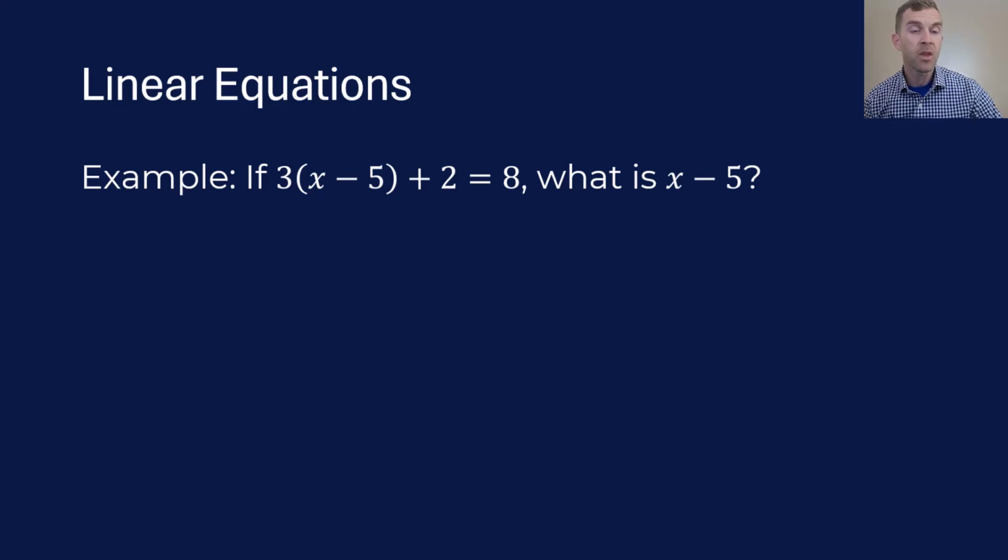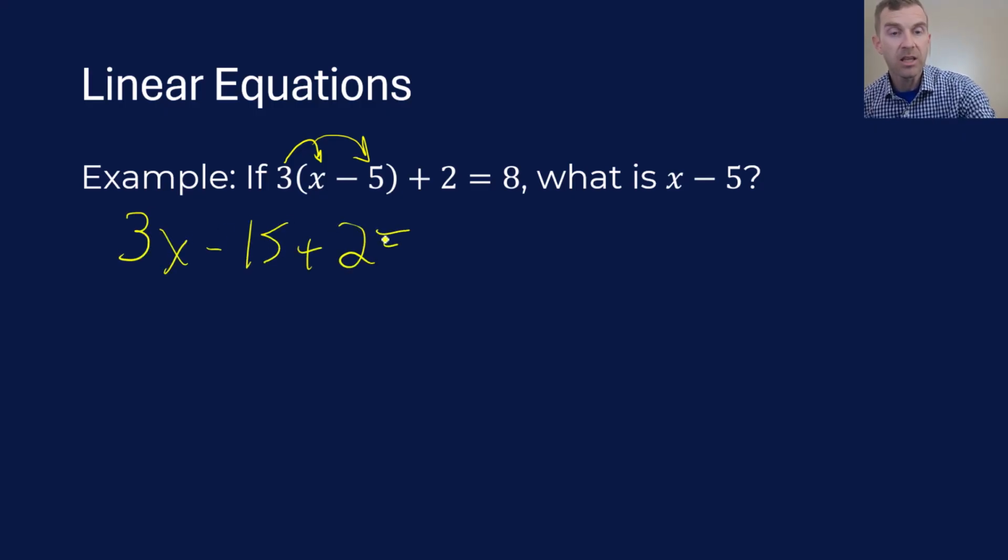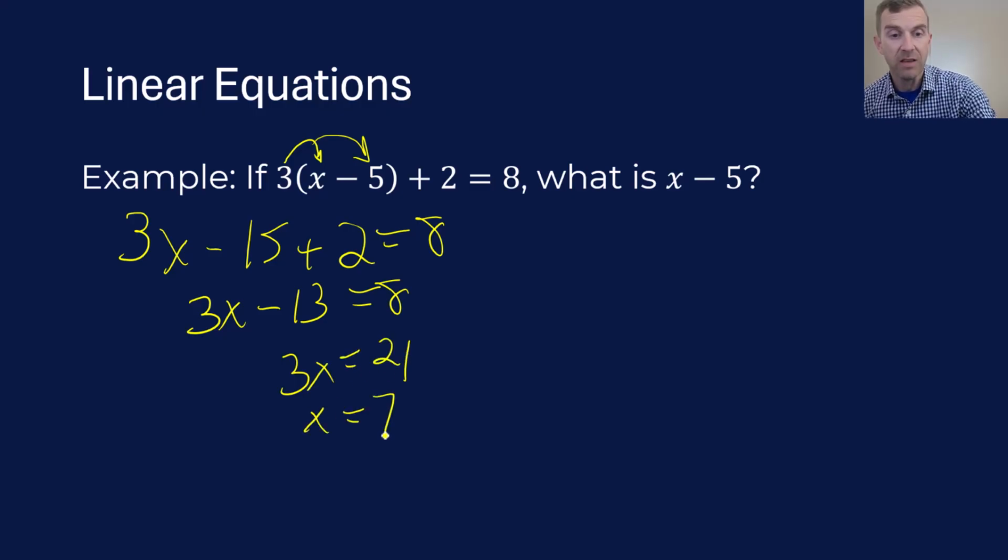Actually, there's 3. One way is we can actually solve this problem by distributing and say that this is 3x minus 15 plus 2 equals 8, and say that this is 3x minus 13 equals 8, 3x equals 21, so x equals 7. And I can guarantee you x equals 7 will be one of your options on the multiple choice, but we want x minus 5. And x minus 5 is 7 minus 5 equals 2. That's one way to do it, and you can see how long that took to do.